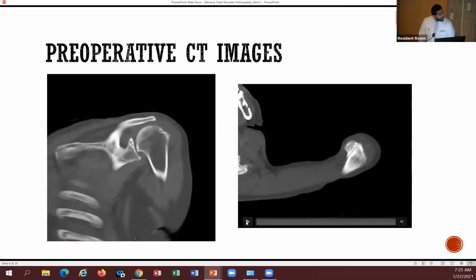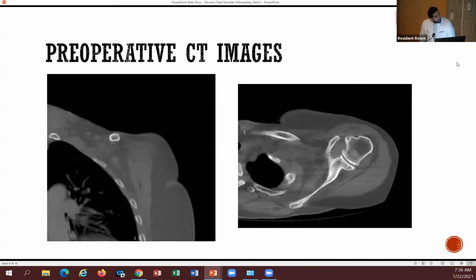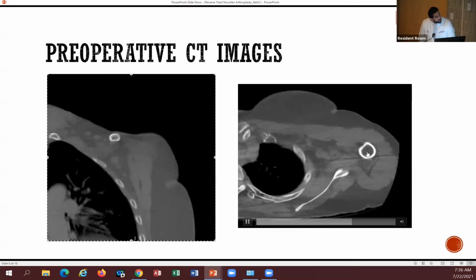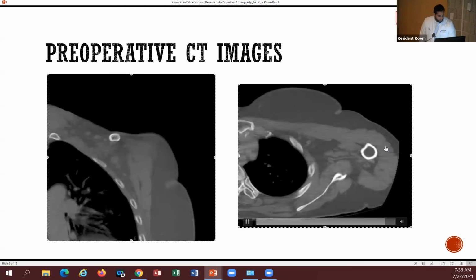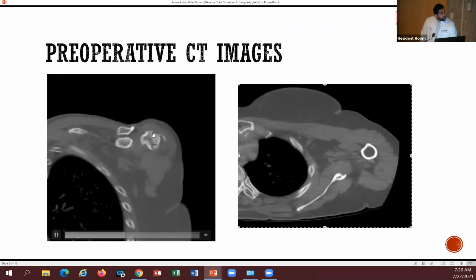These are two of the patient's pre-op CT scans. Again, you're able to see some erosions and osteophyte formation. And as well, you can also see some of the high riding shoulder on the side, with the narrow joint space there as well.